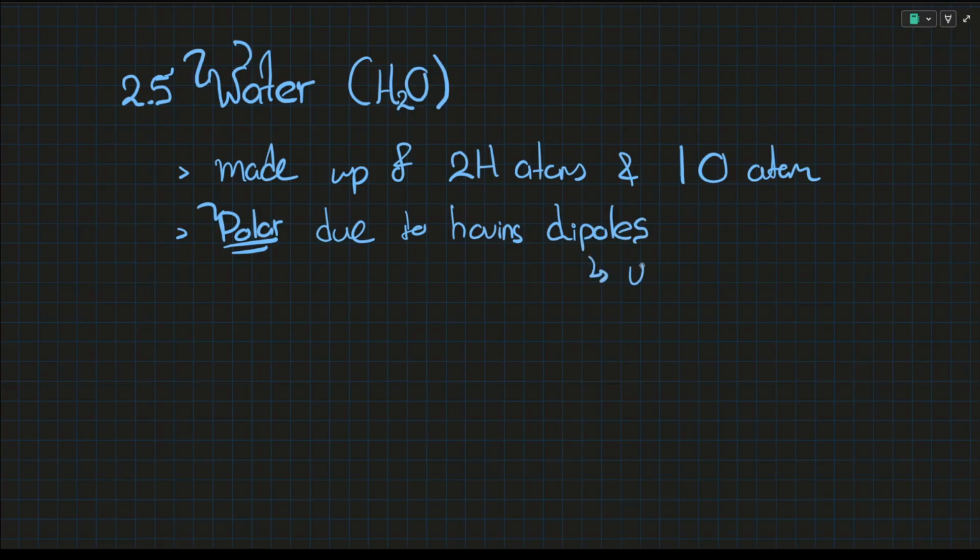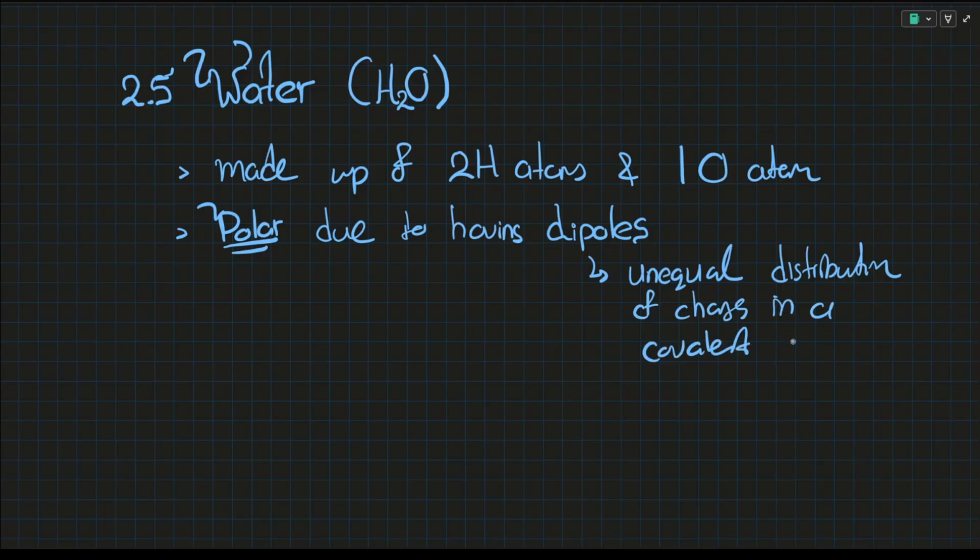What exactly is a dipole? A dipole can simply be described as being an unequal distribution of charges in a covalent compound.